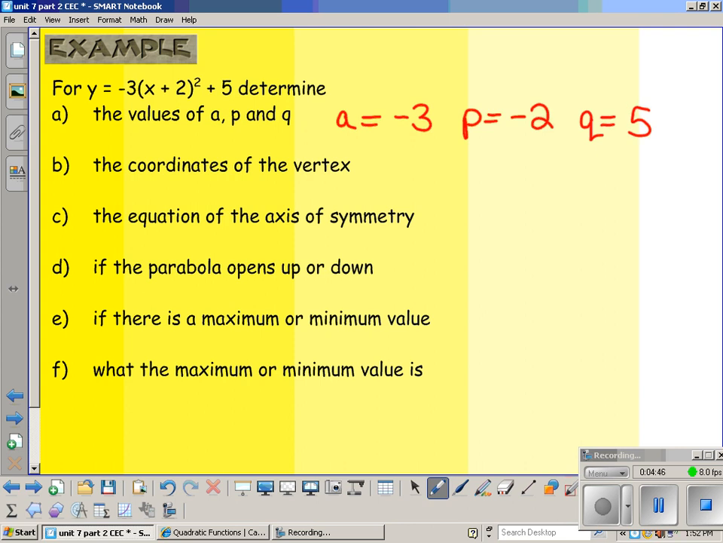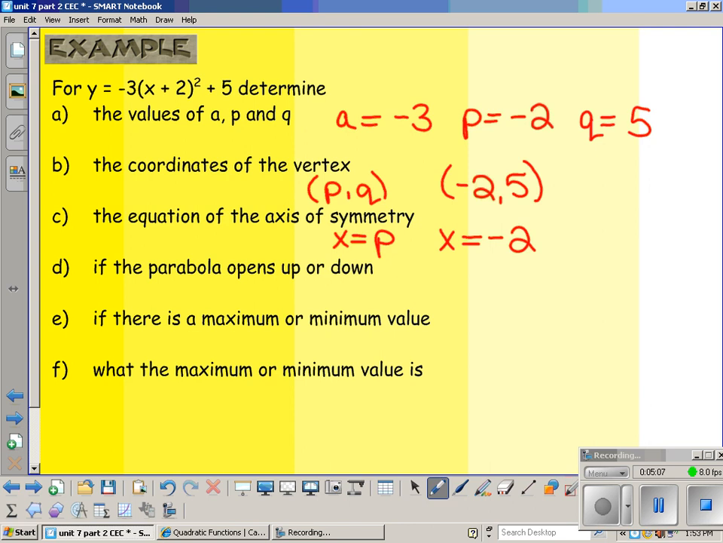The coordinates of the vertex are always the PQ. So it's -2, 5. The equation of the axis of symmetry is always x equals p. So in this case, it's x equals -2.